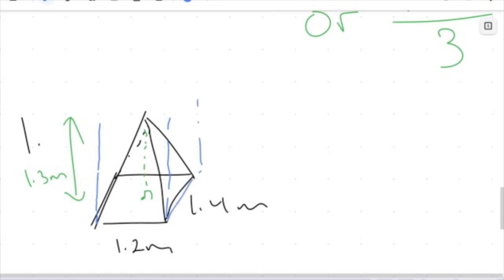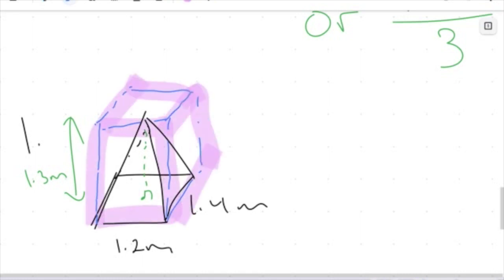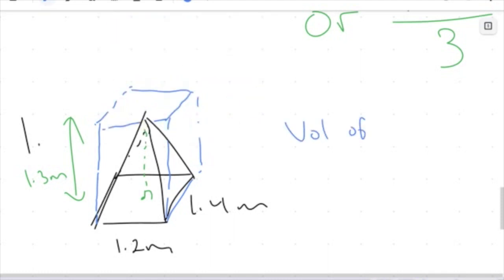Cube, or in this case it'll be a prism. Inside this space, my pyramid is going to make up a third of the volume of the prism that I have drawn here. Now let's apply that, and we'll substitute in all of these numbers, slowly actually. The volume of my prism, this big one on the outside, is going to be 1.3, my height, times my area of 1.2 times 1.4.